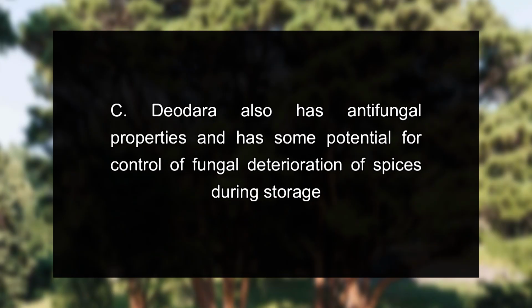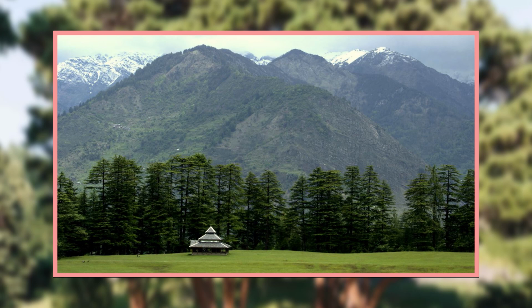It also has antifungal properties and has some potential for control of fungal deterioration of spices during storage. The outer bark and stem are astringent. Because of its antifungal and insect repellent properties, rooms made of deodar cedar wood are used to store meat and food grains like oats and wheat in Shimla and Kullu districts of Himachal Pradesh.